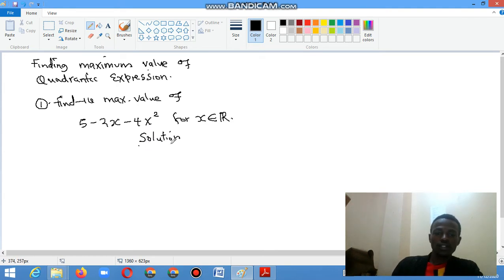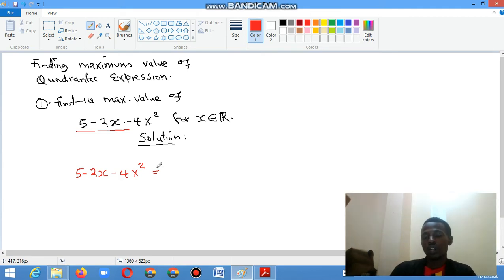This is very simple. As I told you, we use the same method, completing squares, and we shall begin with this expression here, which is 5 minus 2x minus 4x squared. I remember telling you that for you to use that method, the coefficient of x squared must be strictly 1. So look at this. The coefficient of x squared is -4. That means you can never apply the completing square method when the equation is like that.